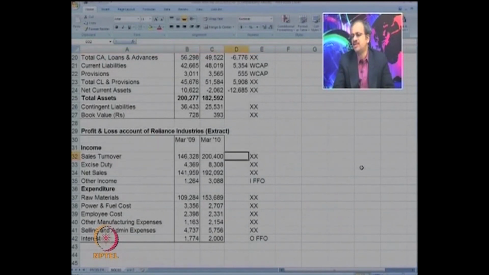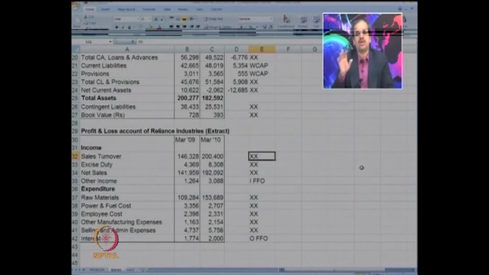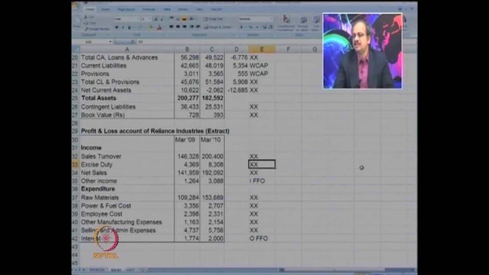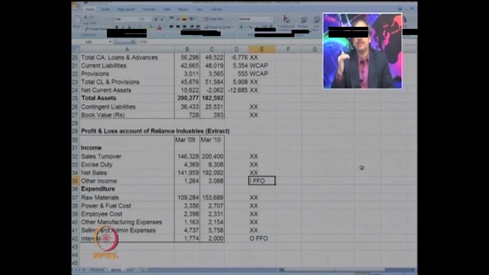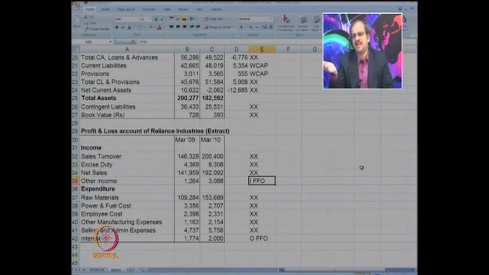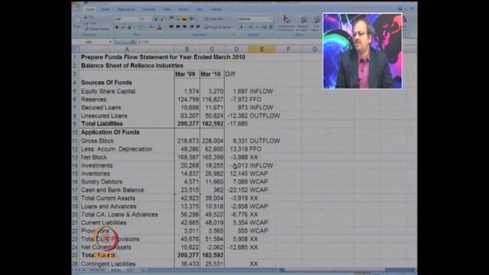So you can see the first item is sale turnover. It is not to be considered for fund flow statement, so we marked it as XX. Then excise duty XX, net sales XX. Other income is marked as I because it represents an inflow and it will also have to be adjusted in FFO. Same way, all expenses are marked XX except interest, which is an outflow and it will also need to be adjusted in FFO. So this is where we were.